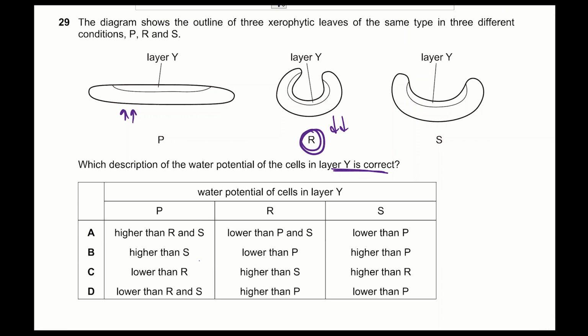So, water potential of cells in layer Y in P: higher than S and R. So, this is correct. And it could also be higher than S, however, it's higher in both. Now, for R, lower than P and S. This is correct. It is lower than P and S because it is the most curved, indicating that it has the lowest water potential. Therefore, this is correct. And for S, we just mentioned it's in the middle. So it would be lower than P and higher than R. Therefore, the correct answer is going to be A.